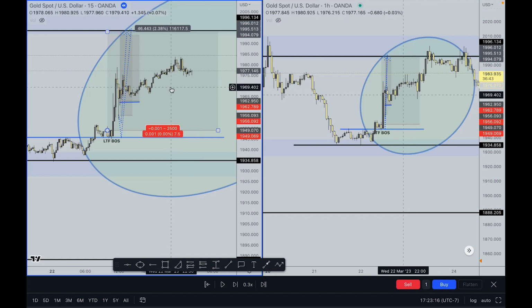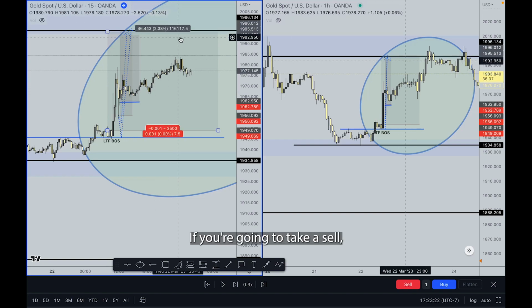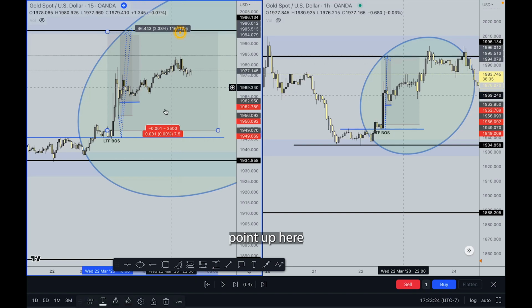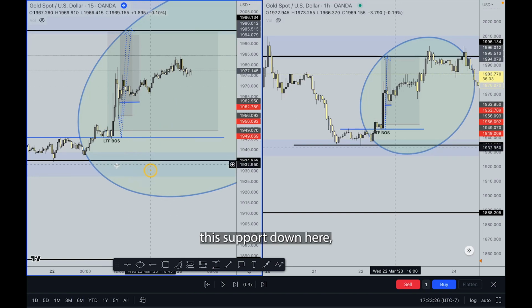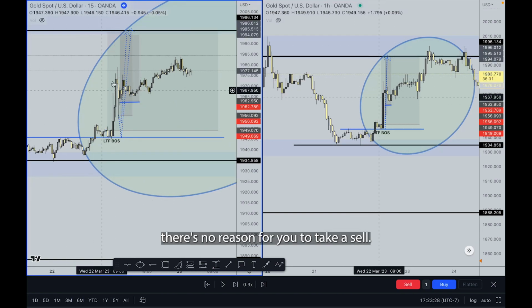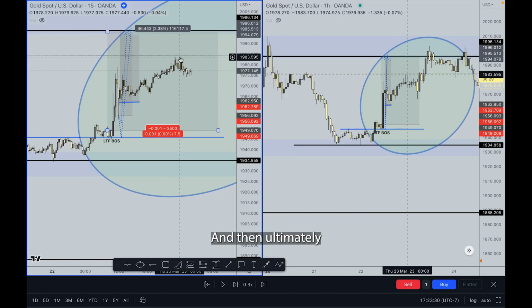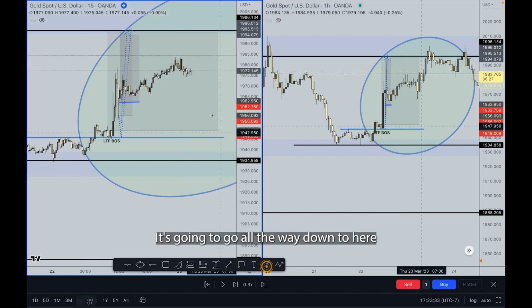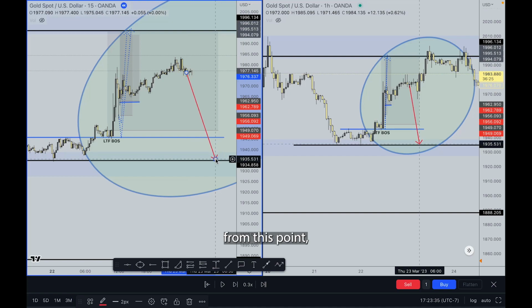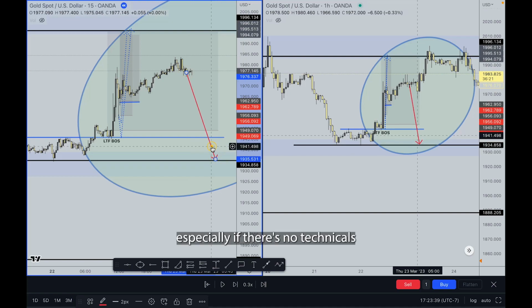But in reality, those sells are not valid because we're not at a technical area. We're in the middle of the chart. If you're going to take a sell, it needs to be from that technical point up here or on the break of this support down here. There is no reason for you to take a sell and then ultimately think it's going to go all the way down to here from this point. That makes no sense at all. You need to trade with the trend, especially if there's no technicals in between. It's going to go to the next area.